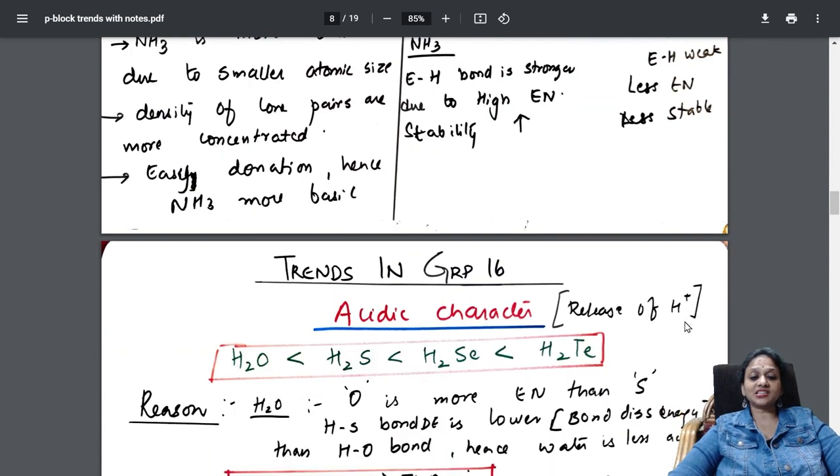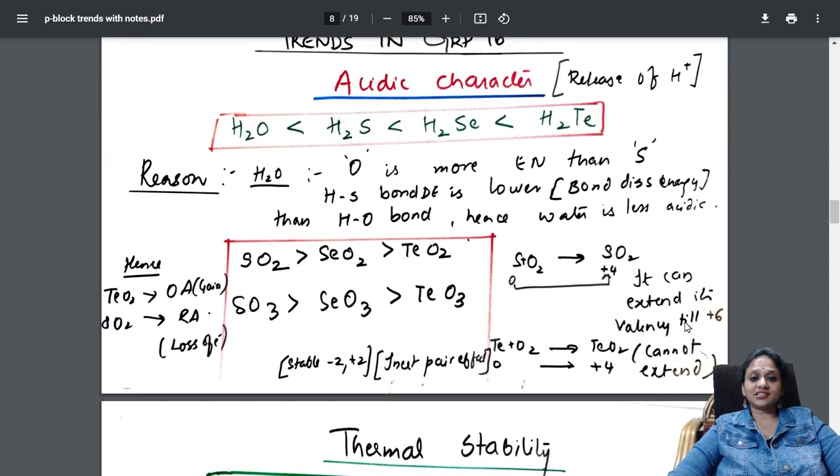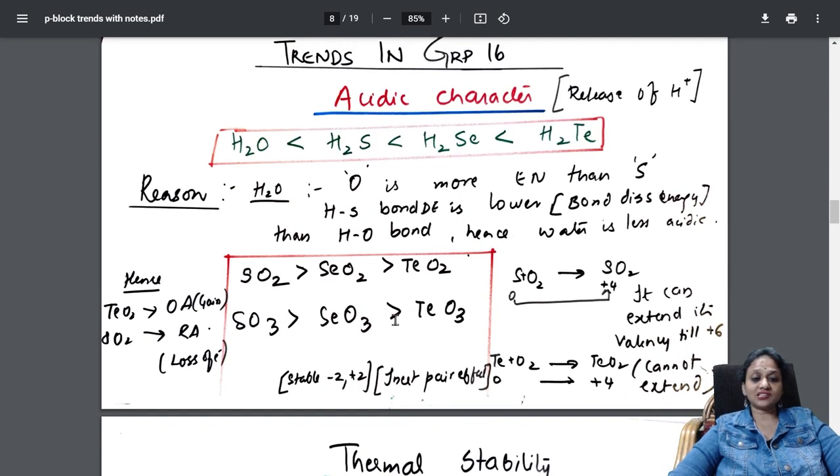Next comes group 16. Important concept is acidic character. All right. In acidic character of oxides, what is important? Why is this more acidic character? What is the reason? Why the bond? Because of the bond length. How is it affecting? Everything I have mentioned here.